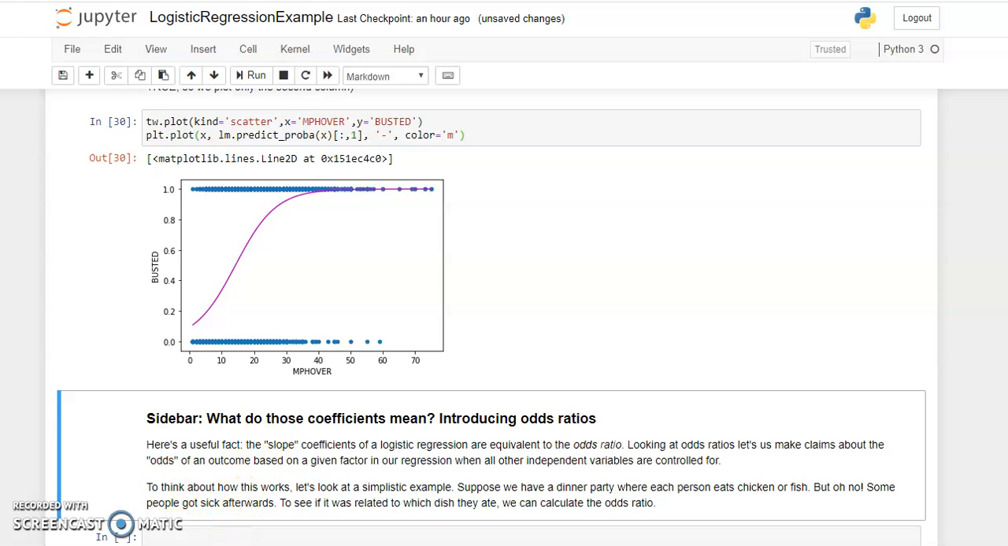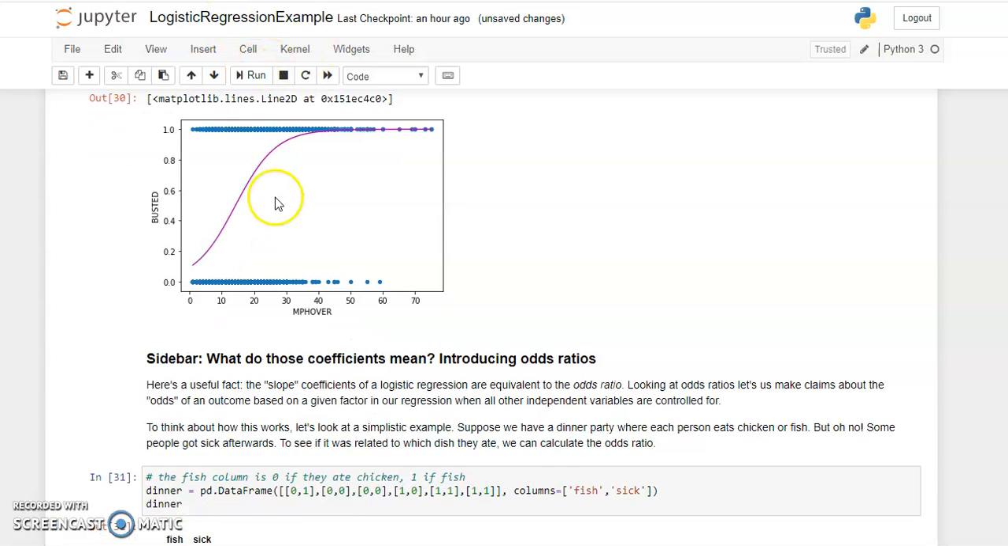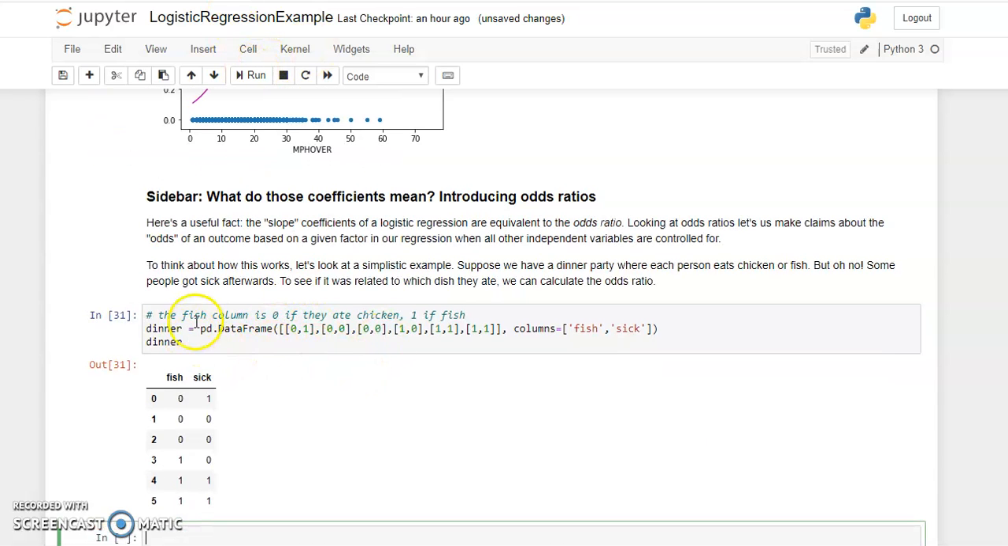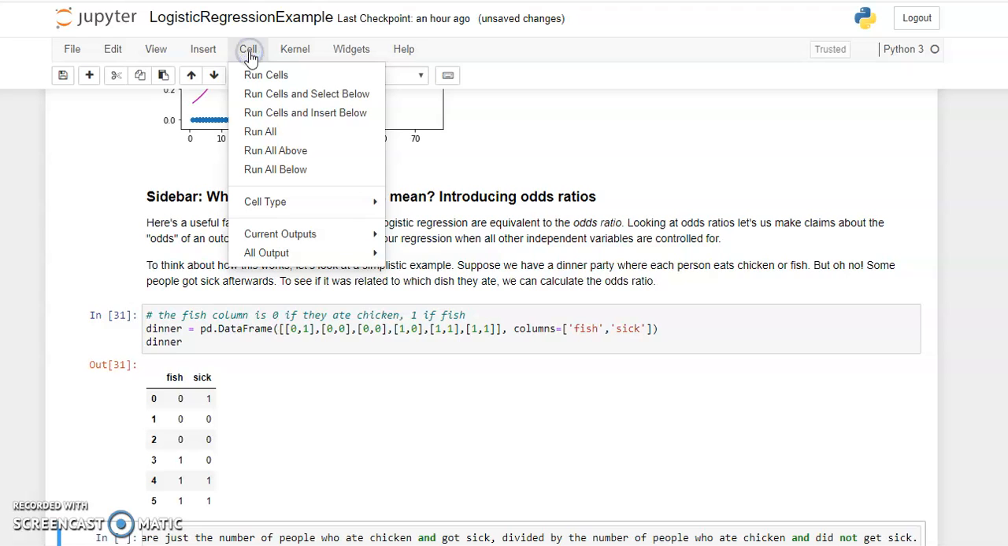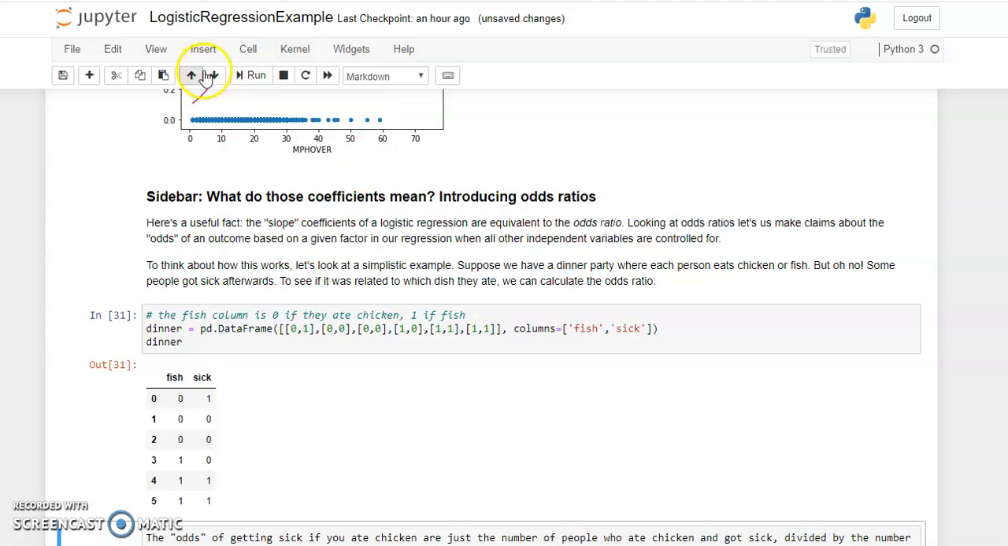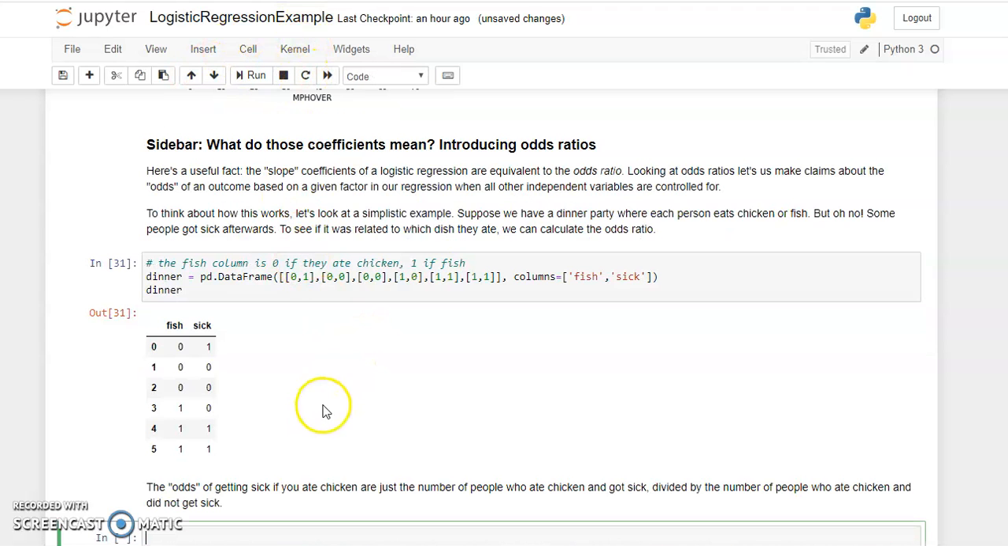So we'll start by looking at a simplistic example. This is just a made up example about the odds of getting sick if you eat certain things. We have people who ate chicken or fish at dinner and some of them got sick. And so we're going to see how we can use the coefficients of a logistic regression to predict the odds.